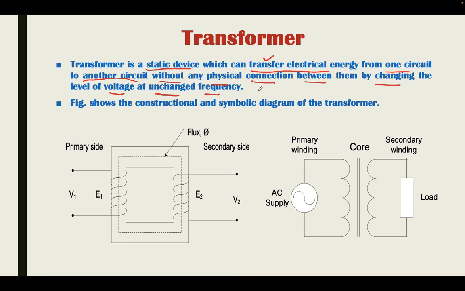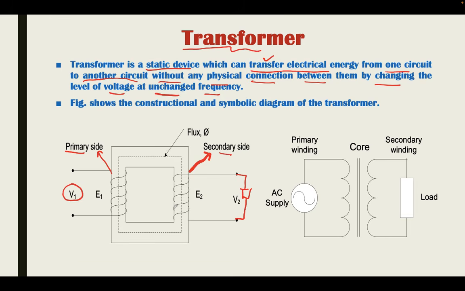Because it transfers electrical energy, that is why it is known as a transformer. Now, what is the one circuit and another circuit? In the case of a transformer, there are two coils. This one coil is this, another coil is this. This coil is known as the primary side, whereas this coil is known as the secondary side. When input is connected to this winding, then it is known as the primary winding or primary side. When output is taken from here, then it is considered as the secondary side or secondary winding.